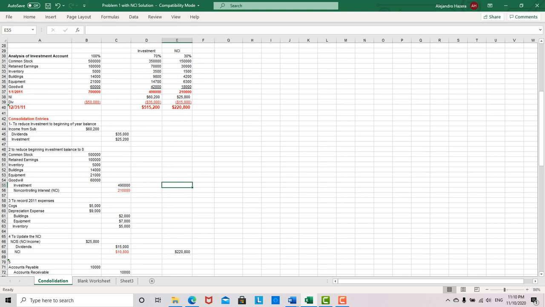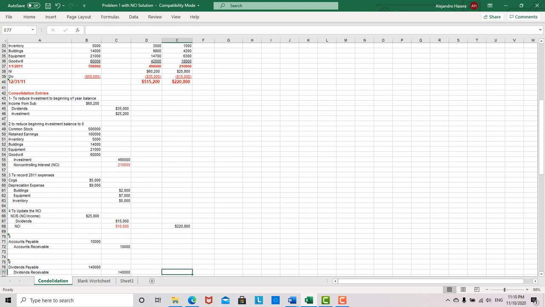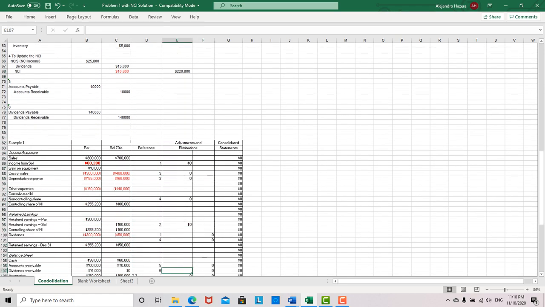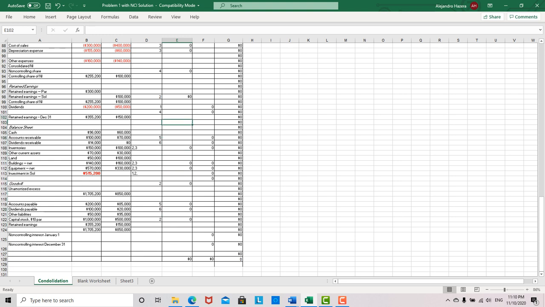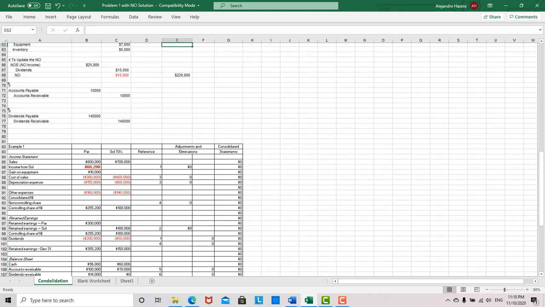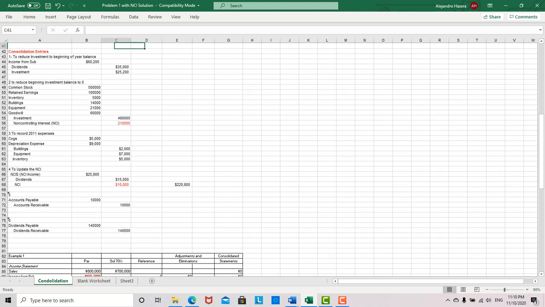Now we're going to do the consolidation. I've already done the entries, so all we've got to do is post them. Okay, so here's our consolidation down here. I'll put the entries in and then post them. In entry 1, we're going to eliminate the income from sub account, eliminate the sub's dividends, and reduce the investment account to its beginning-of-year balance. So this is entry number 1.